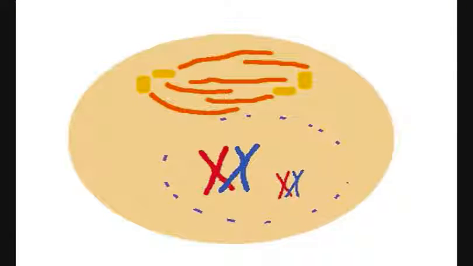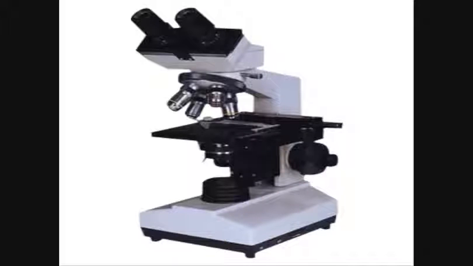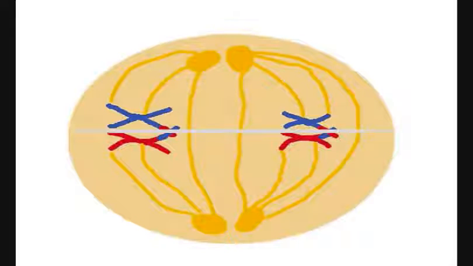Also, the spindle fiber starts to form from the centrioles, and the centrioles start to move away from each other toward the poles of the cell. The nucleus disappears and the nuclear envelope breaks apart. You can now also see the chromosomes under a light microscope. Next, the tetrads line up on the metaphase plate, which is equidistant from the two pairs of centrioles. The spindle fiber is completely formed and is attached to either side of the tetrads.